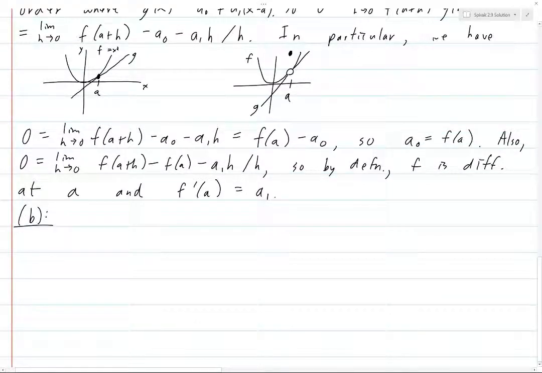So anyways, let's prove B. Finally, we have, and now I sort of just go through and prove this. Here, I'll write out one line. Let me, as h goes to 0, we have f of a plus h.